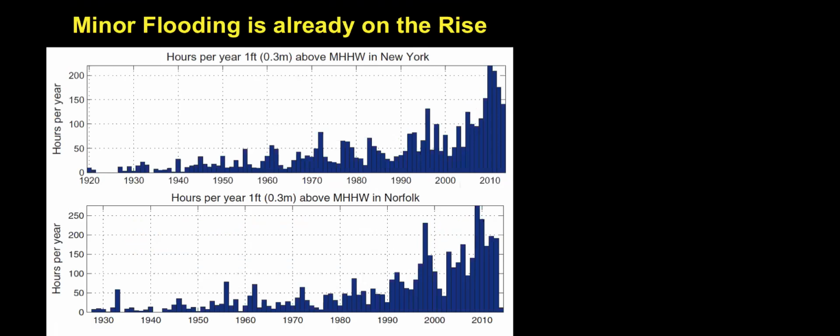We can see examples of this in some of the major metropolitan areas in the East Coast of the US in particular. So what I'm showing here are plots showing the number of hours each year where water is particularly high in New York City and in Norfolk, Virginia. And again, you can see that this is just during big high tides, essentially. Big high tides that are accentuated by a full moon or a new moon, that we see more and more times when the water is really high in New York and in Norfolk.